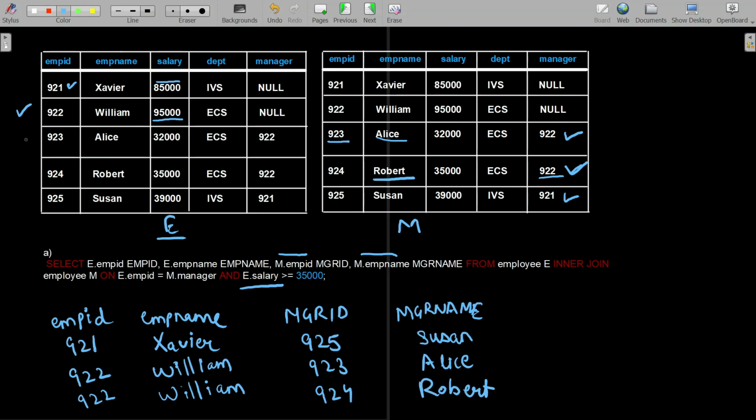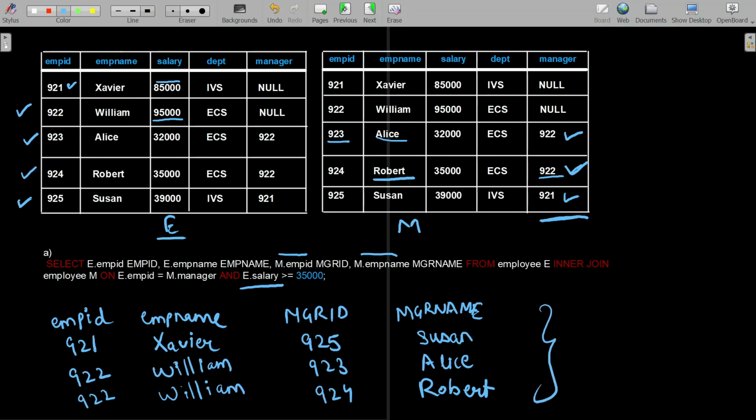Now let's check out the next emp id, that is 923. Now we will check whether we have any row with 923 as m.manager. So there is no row with value 923 in m.manager. We cannot include this in our result. Now let's check out 924. Similarly, there is no row for 924 in m.manager. And for 925, we also do not have any row in m.manager. So this will be our result for our first option.